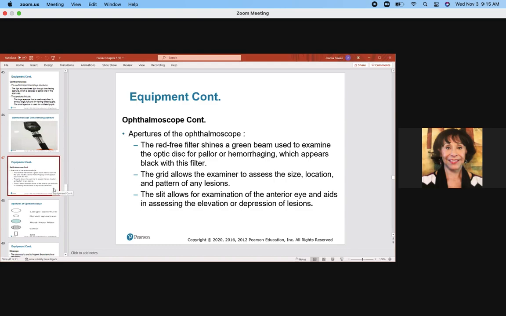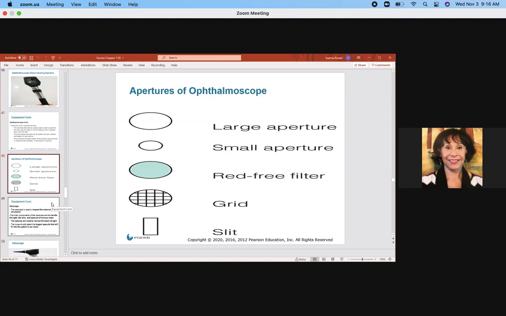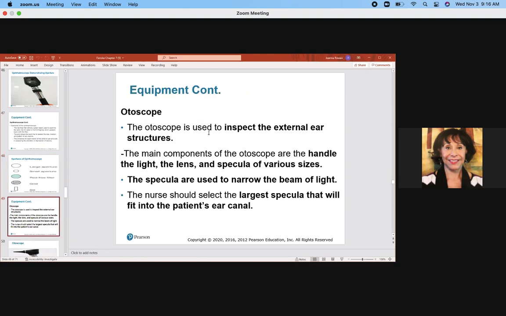So we skip that, and we skip this. And now the otoscope is another type of equipment that is used to inspect the external ear structures. And again, normally in the hospital setting, you do not use it, but in the doctor's office, you definitely use it. So the main components of the otoscope are the handle, the light, the lens, and the specula.